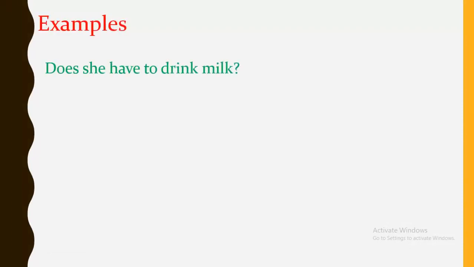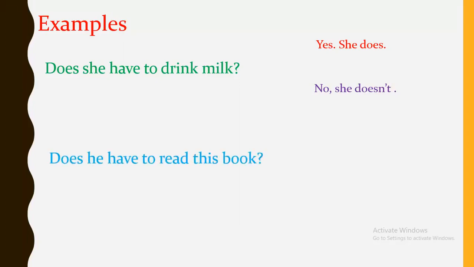The first one, does she have to drink milk? Either yes she does, or no she doesn't. Number 2, does he have to read this book? Yes he does. No, he doesn't. It's very easy.